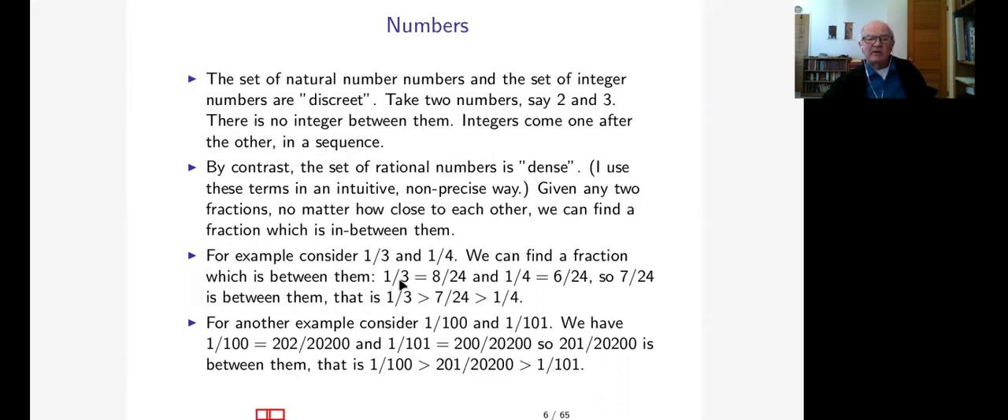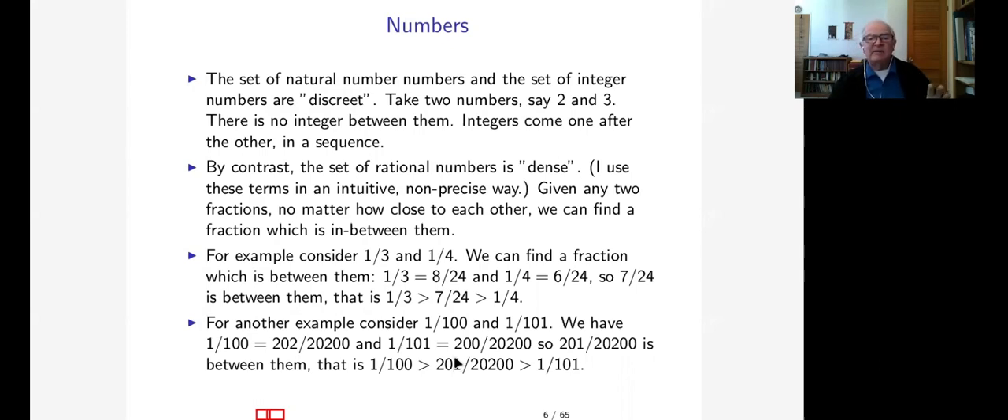And what is that? 1 over 3 is the same as 8 over 24. 1 over 4 is the same as 6 over 24. But then 7 over 24 is in between them. So 1 over 3 is bigger than 7 over 24, which is bigger than 1 over 4. If I take two other numbers even closer to each other, like 1 over 100 and 1 over 101, and I do a similar calculation, I find a number in between. So no matter what two numbers you take, there is always something in between.